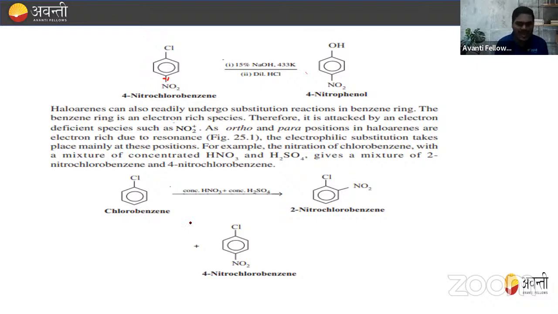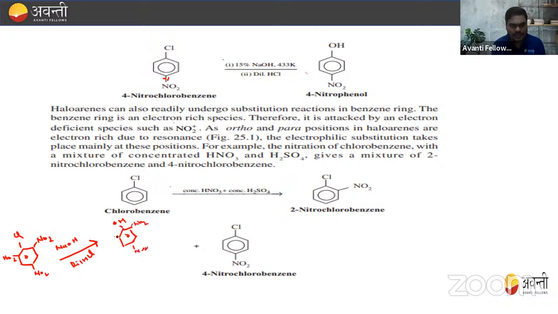Now, what happens if we have, let me show with an example, one NO2 group here, one NO2 group here, and one NO2 group here. Can anyone tell me what happens? What are the temperature and pressure? Do they require more temperature than 433 Kelvin, less than 200, or just boiling, if they undergo nucleophilic substitution reaction with NaOH in the presence of dilute HCl? So they will form this OH, and this will be NO2, NO2, and NO2. Yes, someone said faster reaction, low temperature and pressure.